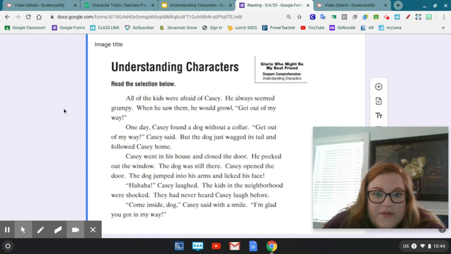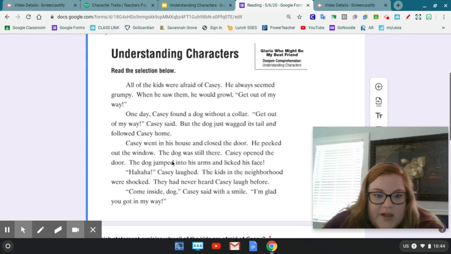All of the kids were afraid of Casey. He always seemed grumpy. When he saw them, he would growl, "Get out of my way." One day, Casey found a dog without a collar. "Get out of my way," Casey said. But the dog just wagged its tail and followed Casey home. Casey went in his house and closed the door. He peeked out the window. The dog was still there. Casey opened the door. The dog jumped into his arms and licked his face. Casey laughed. Ha ha ha. The kids in the neighborhood were shocked. They had never heard Casey laugh before. "Come inside, dog," Casey said with a smile. "I'm glad you got in my way."